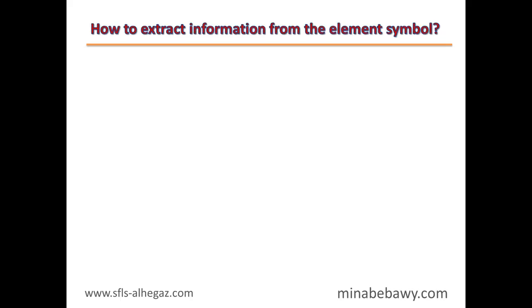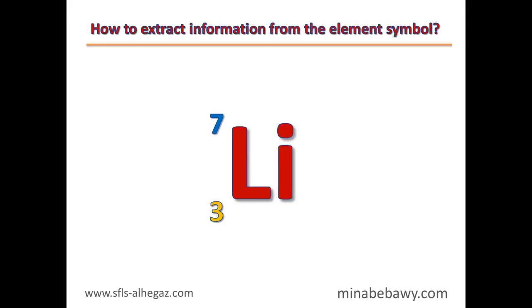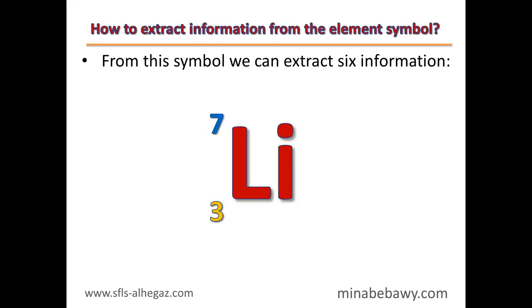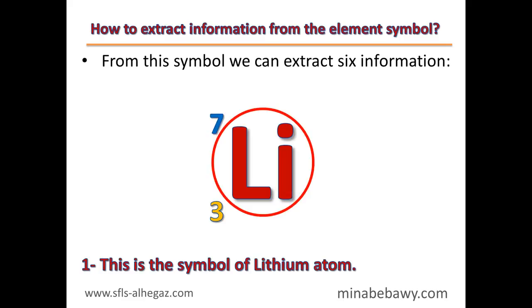How to extract information from the symbol of an element? From this symbol, we can extract 6 pieces of information. Number 1, this is the symbol of the lithium atom. Li is the symbol of lithium.